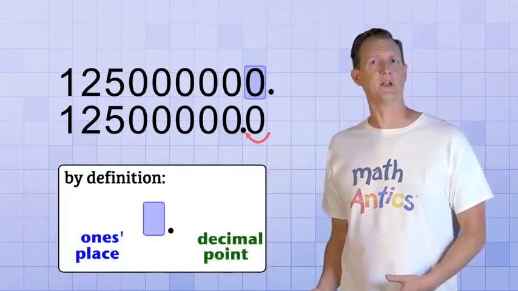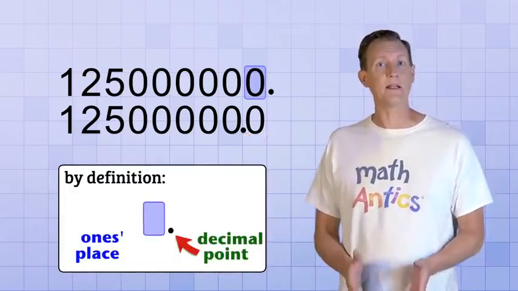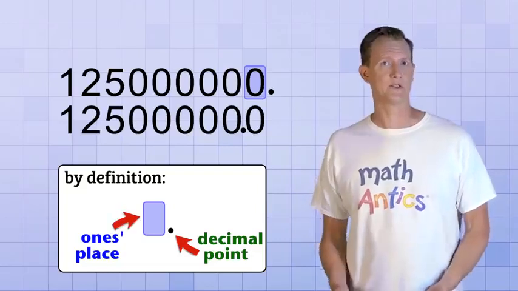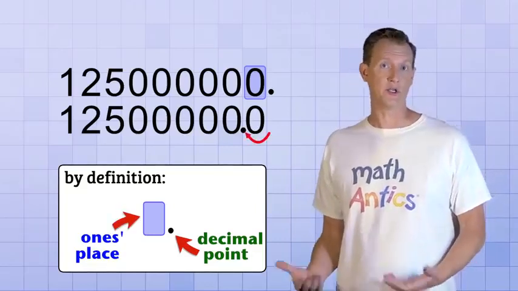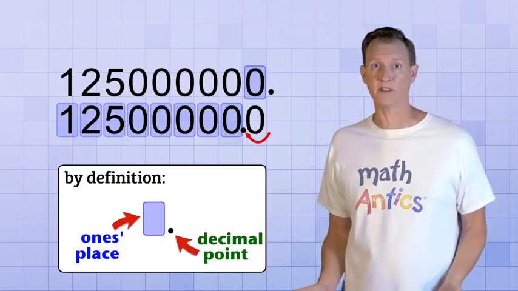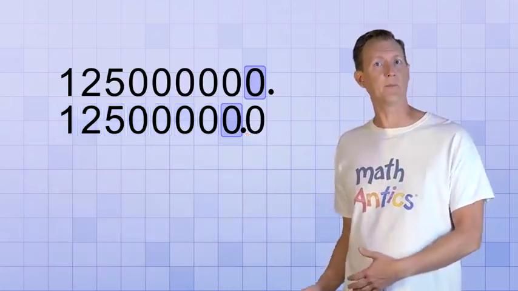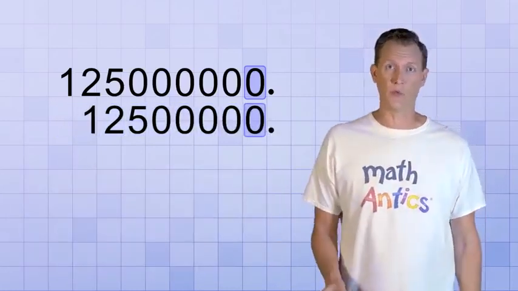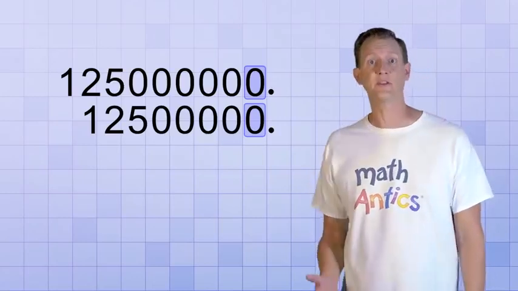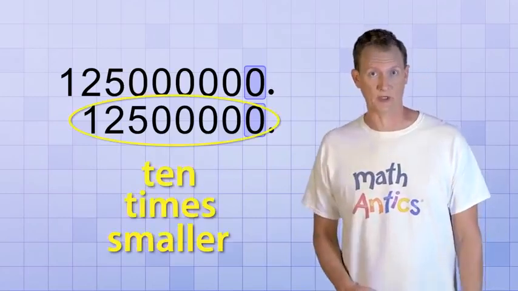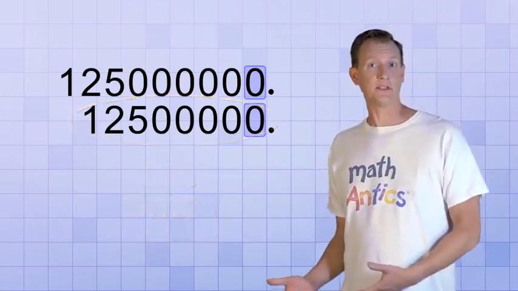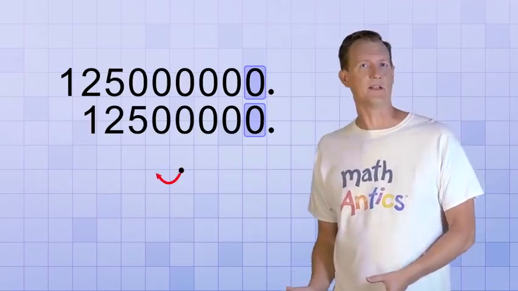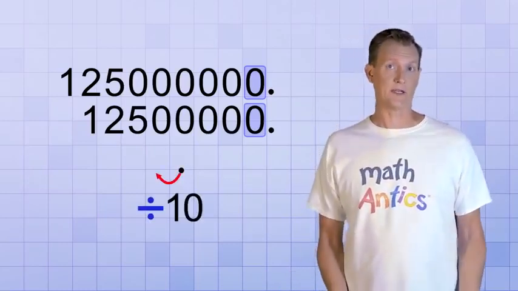By definition, the decimal point is always immediately to the right of the ones place. So, shifting the decimal point shifts the ones place and all the other number places too. And if we line up the ones place of our new number with the ones place of the original number, you see that the new number is 10 times smaller. That means shifting the decimal point one place to the left is equivalent to dividing a number by 10.